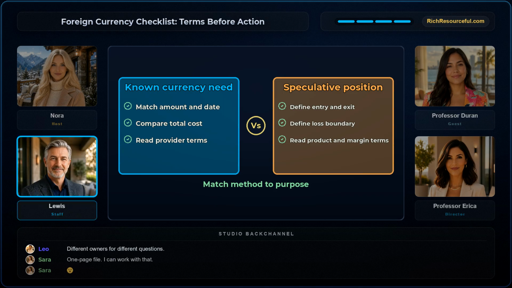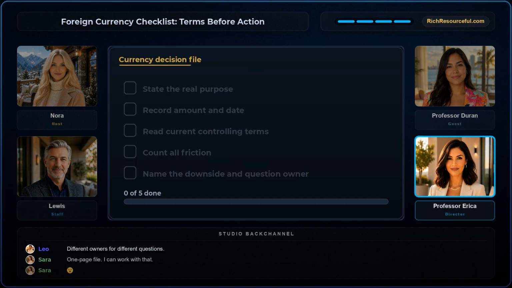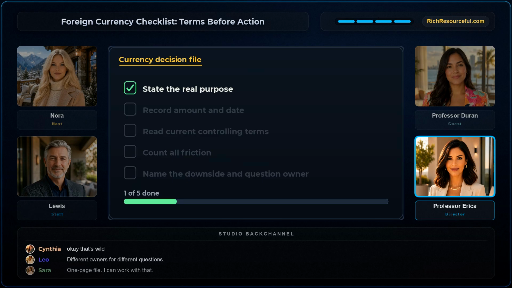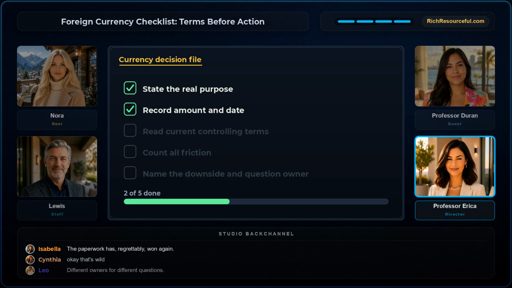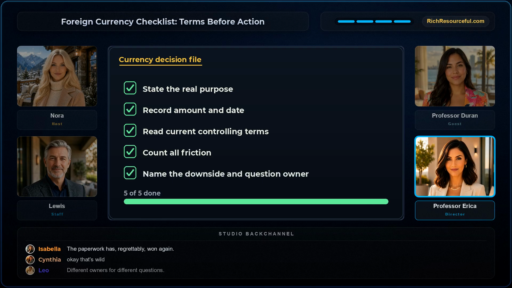Different jobs, different paperwork. A final caution: foreign currency can be part of ordinary life, international business, diversified investments, or trading products. The label alone doesn't tell you the appropriate method. Read what you own or owe, what converts it, what it costs, and what can go wrong. If you can't state those 4 items plainly, preserve the uncertainty rather than filling it with a forecast.